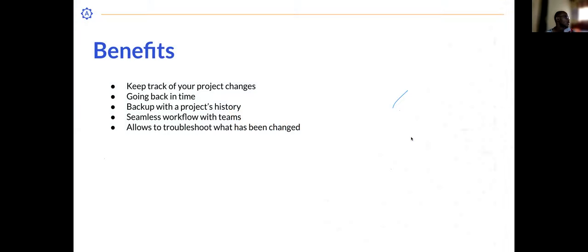This is what we have. We have a couple of benefits. Keeping track of project changes. We have going back in time. Keeping track of project changes, that's obvious. We've seen how new changes were added to the project in the previous illustration. Going back in time, who can tell me what this means?